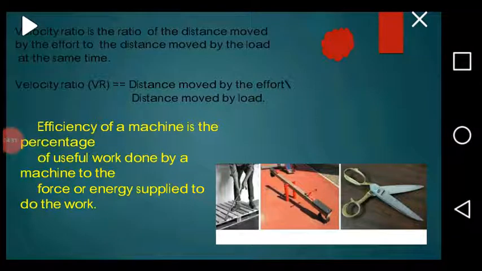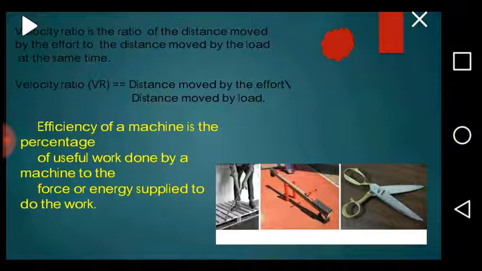Efficiency is equal to work output over work input times 100 over 1. Efficiency is the ratio of the load times the distance moved over the effort times distance moved. You can also say that efficiency is equal to the mechanical advantage, which is the work output, over velocity ratio, which is the work input, times 100 over 1. A perfect machine has 100% efficiency, which means that all the work done by the effort is used to overcome the load in the machine.